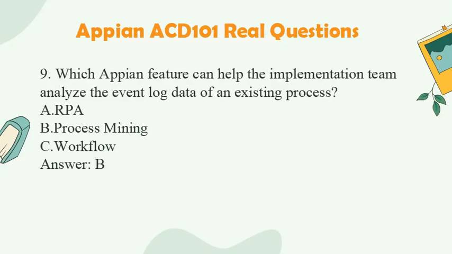9. Which Appian feature can help the implementation team analyze the event log data of an existing process? A. RPA. B. Process mining. C. Workflow. Answer: B.